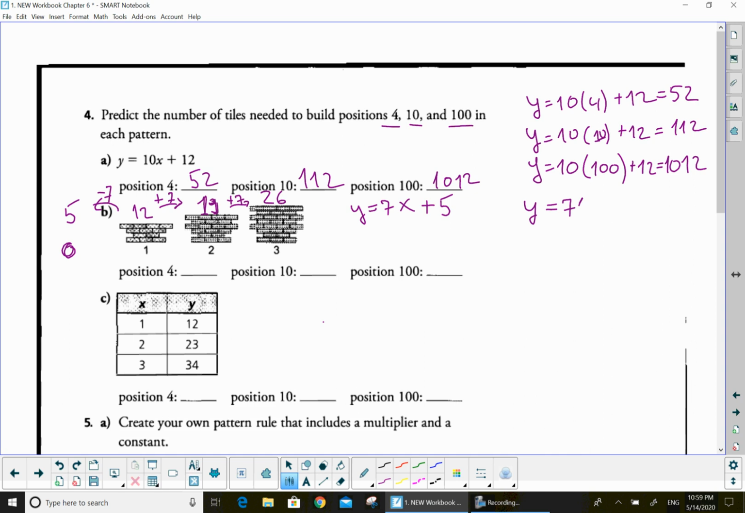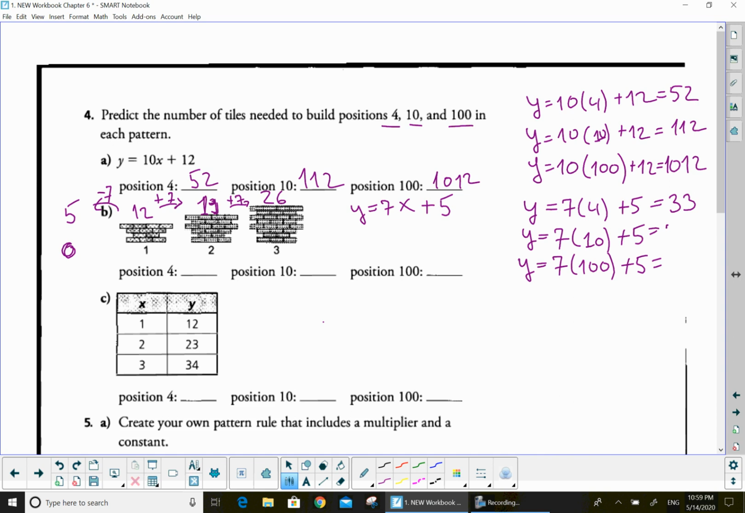So I'm going to do that over here. y equals 7 times 4 plus 5. And y equals 7 times 10 plus 5. And y equals 7 times 100 plus 5. There we go.